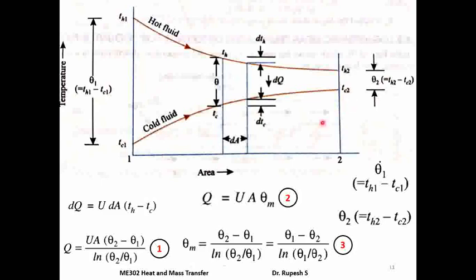We have the expression for total heat transfer rate Q in terms of LMTD as Q = U A θm. Take it as equation number 2. Comparing, or equating, 1 and 2, we get the expression for the logarithmic mean temperature difference: LMTD = (θ2 − θ1) / ln(θ2/θ1), which is equal to (θ1 − θ2) / ln(θ1/θ2).